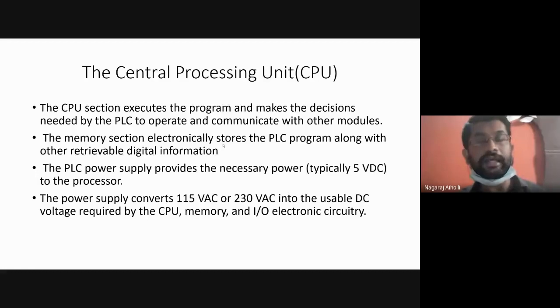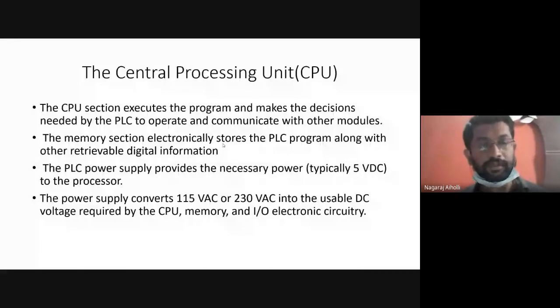PLC power supply provides the necessary power, that is 5 volt DC. The power supply acts like a rectifier. It consists of a rectifier inside it. This power supply converts the AC signal. Suppose you are applying 120 volts AC or 230 volts AC, it brings down that voltage to 5 volts DC. It converts from AC signal to DC signal, which is required by the PLC. Remember, students, the PLC operates at 5 volts DC, and hence we have to convert the AC signal into DC by using the power supply. The power supply consists of a rectifier circuit, and it converts from 120 volts AC to 5 volts DC.